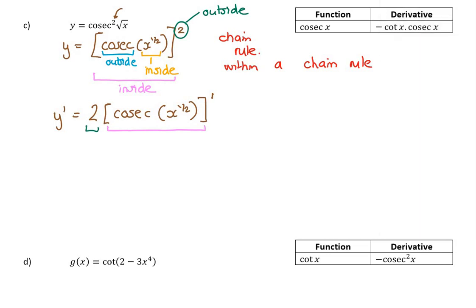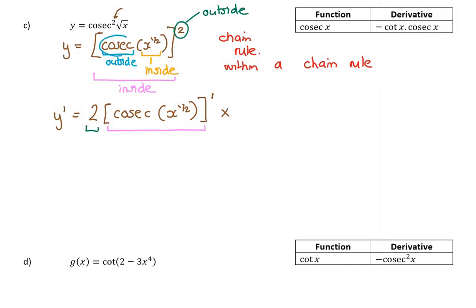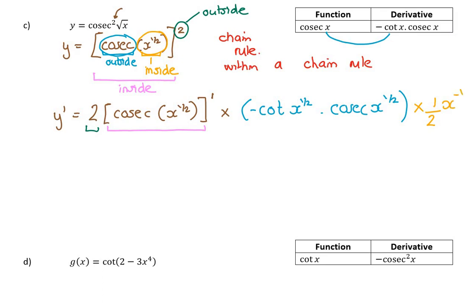So there's the outside and the inside. Now I'm going to multiply by the derivative of the inside, the purple inside. Now within the purple inside, my outside function is this cosec, and my table tells me that cosec differentiates to negative cot x. Now in this case it's x to the power of a half times cosec x to the power of a half. So that's the outside function. Multiply by the derivative of the inside function, which is this x to the power of a half. So multiply by the derivative, so that's a half x to the power of minus a half.